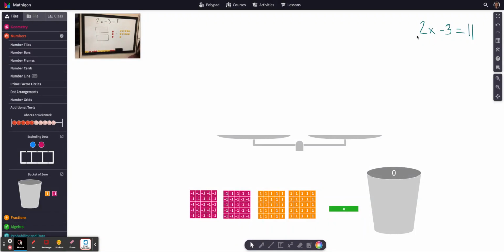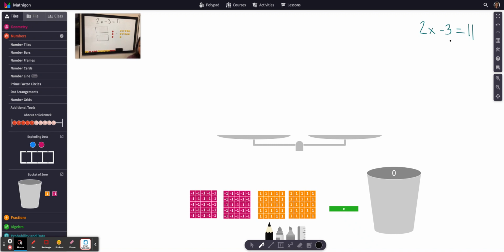So here's our equation. 2x minus 3 equals 11. To solve my equation, I'm going to start by moving this minus 3. Again, the goal is to isolate the variable, leave this x by itself. So I must move the 2 and the minus 3.